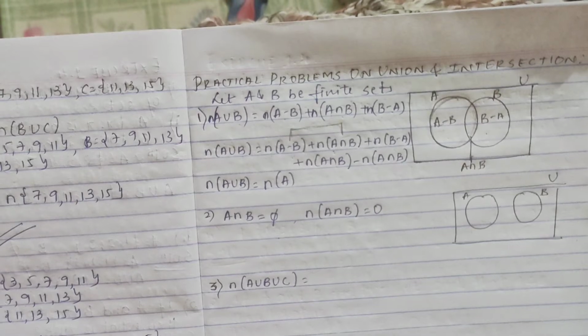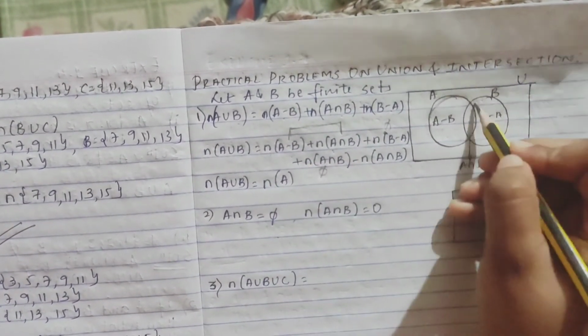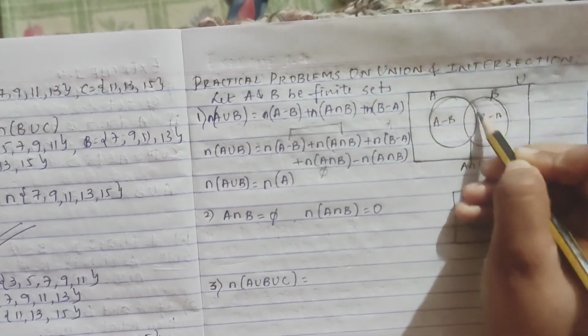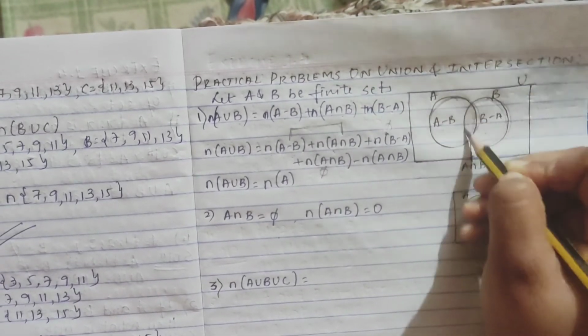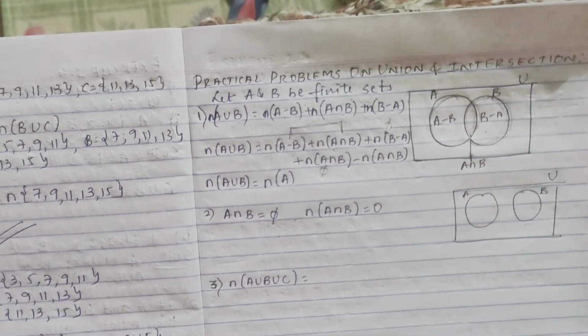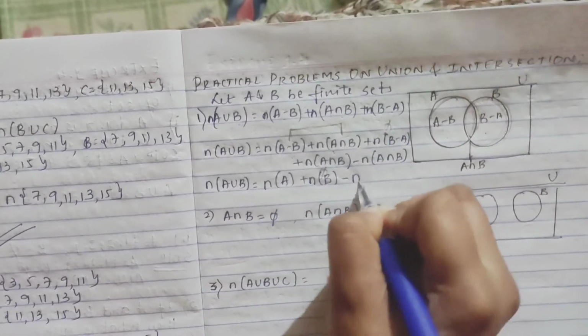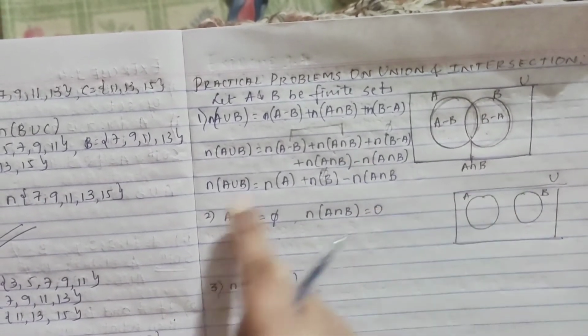Similarly, you will add n of B minus A and n of A intersection B. See, n of B minus A is only this set, and the intersection part is this set. So you get the whole B set. So this will be plus n of B. The remaining is minus n of A intersection B. So this is your first formula.